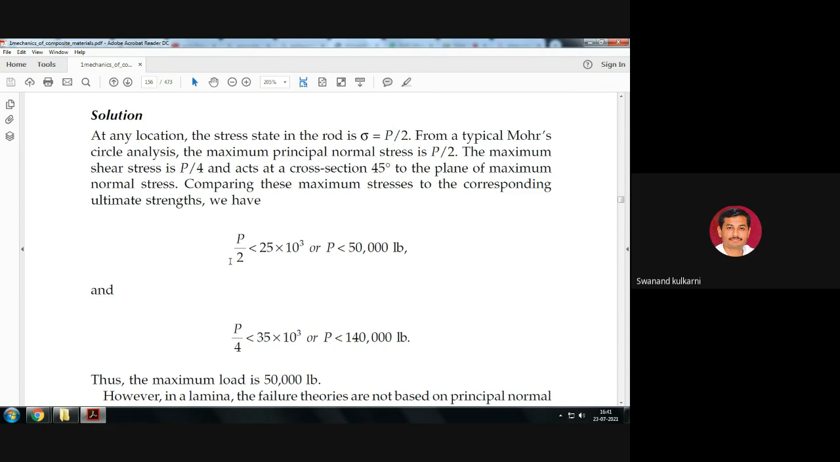Here the unit used is pound. We can convert pound into Newton. The process we should understand, because normally we use SI units, but in this example different units are used. Here we find that P is less than 50,000 pound when the normal stress criterion is used. And when the shear stress criterion is used, the value comes to P less than 140,000 pound. So in the first case P is 50,000.